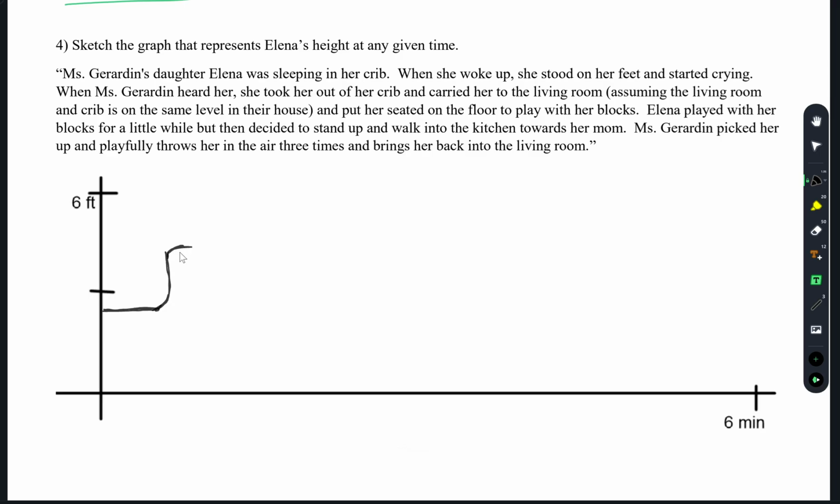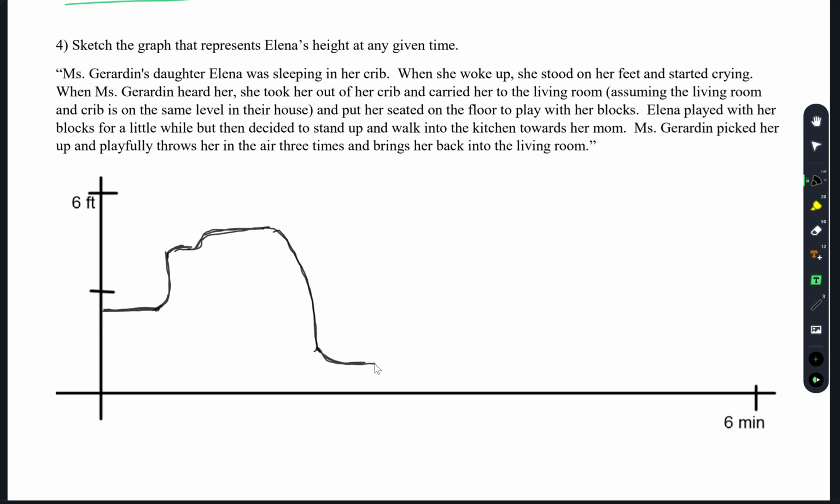I heard her and took her out of the crib, and carried her to the living room. So that's a little bit taller, and I'm carrying her to the living room. Put her seated on the floor. Again, not dropping her. We're going to slowly put her on the ground, in a short amount of time, and she's playing on the ground. She's seated on the ground. Okay. Where am I here?